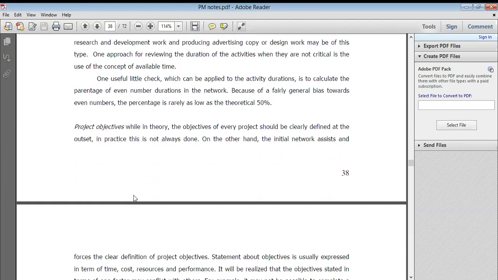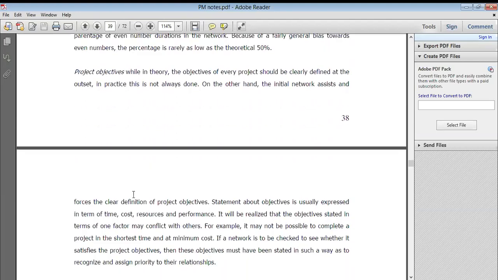Project objectives: while in theory the objectives of every project should be clearly defined at the outset, in practice that is not always done. Yes, it's not always done. Sometimes it's new work and everyone starts it for the first time.